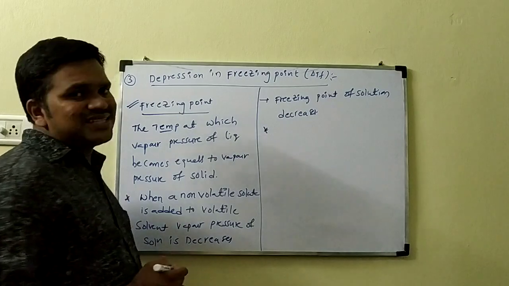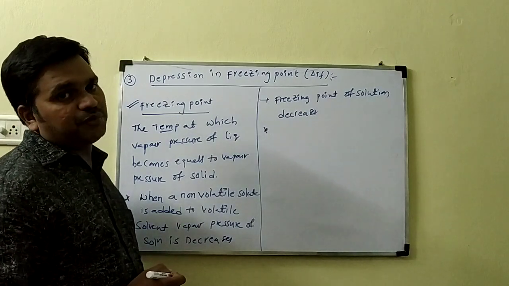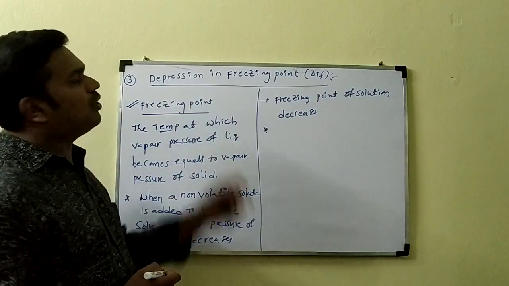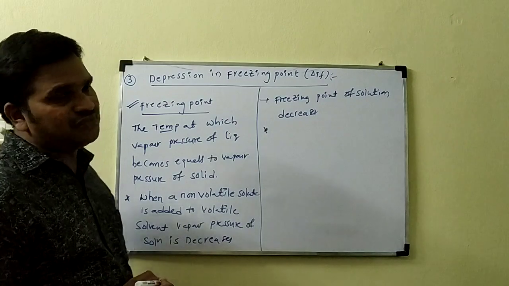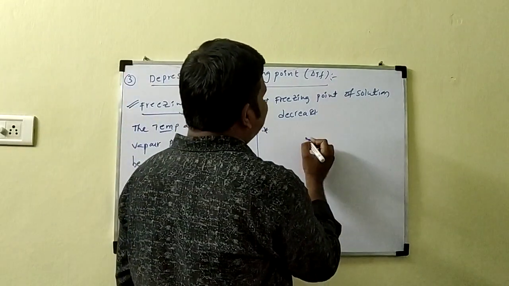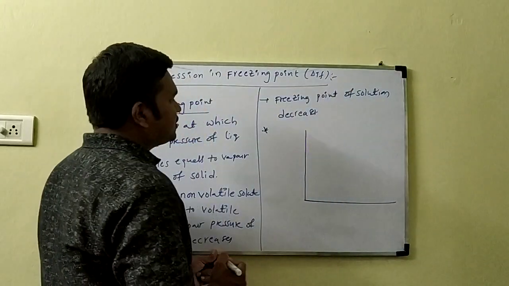So the difference between the freezing point of the pure solvent and the freezing point of the solution is called the depression in the freezing point. Let us see the graph for this depression in freezing point.